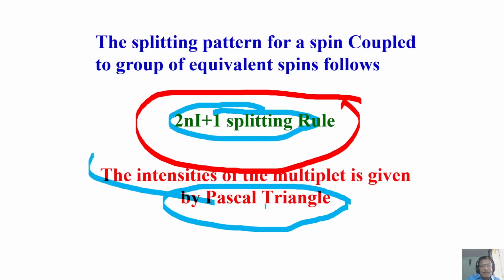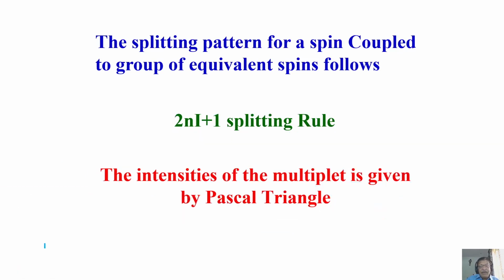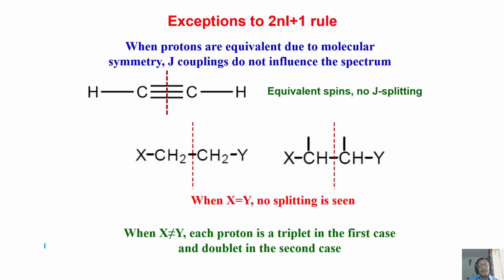And what is the intensity pattern? It is unlike chemical inequivalence, which gives equal intensity. Here the intensity patterns are different, and that is given by Pascal triangle. Remember this one, that is given by Pascal triangle. We will see what it is.